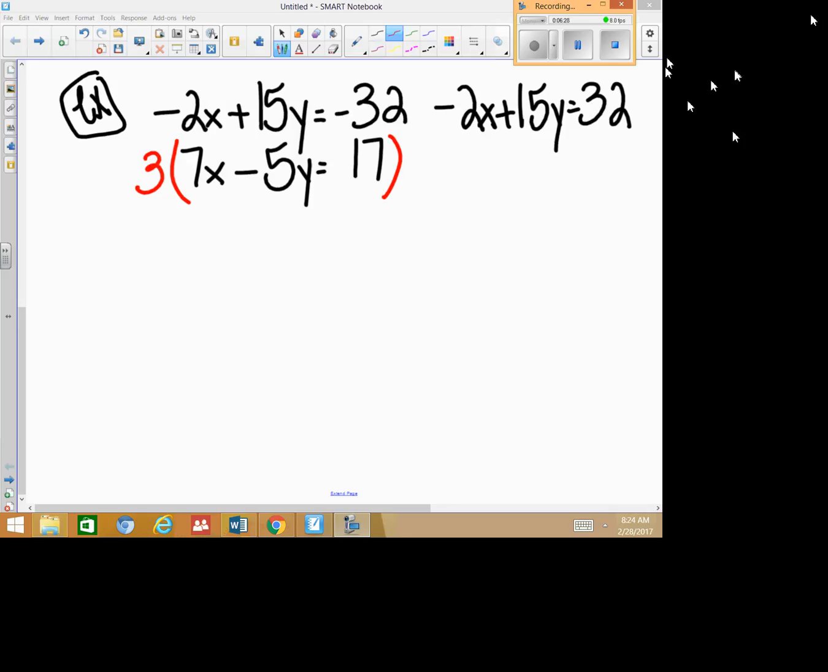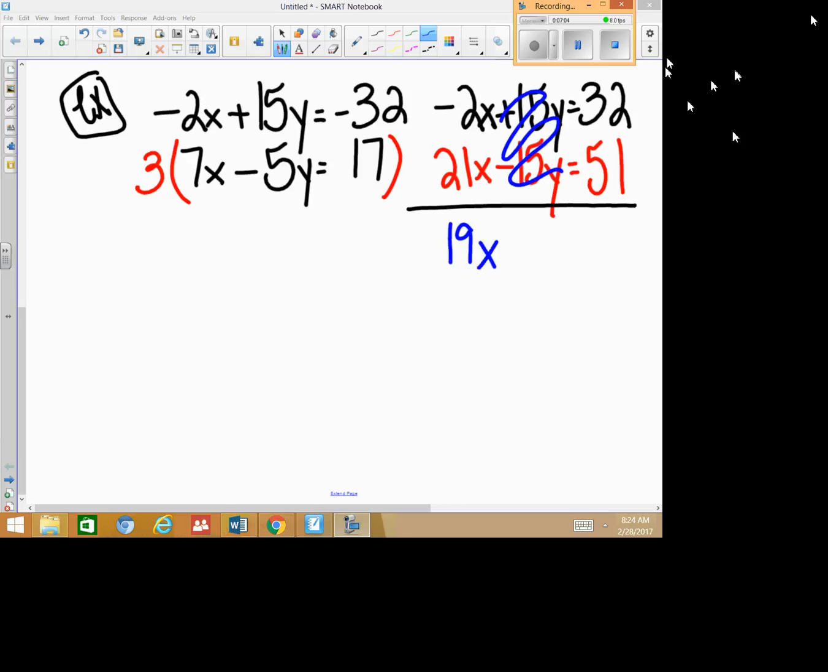3 times 7 is 21x. 3 times 5 is the minus 15y. And then 3 times 17, 51. So now I have a plus 15 and a minus 15, so I can eliminate those. Now I can just draw my equal sign underneath it. So a negative 2 and 21, what's that equal? 19x. Those cancel. And then 83. Divide by 19 on both sides.